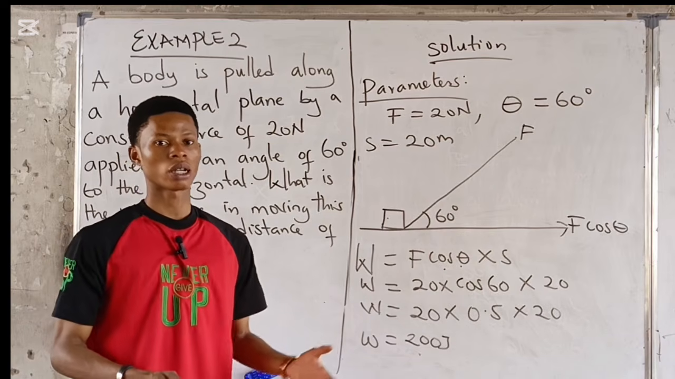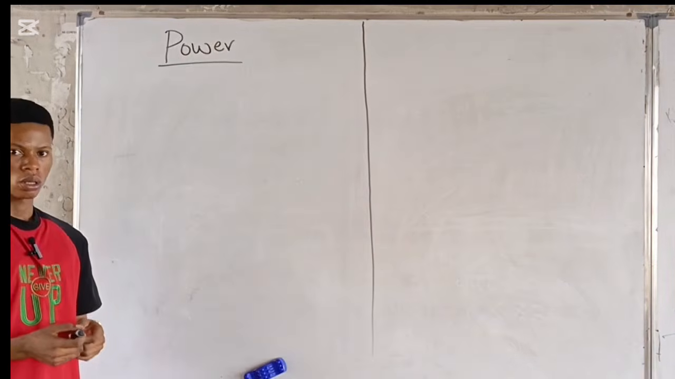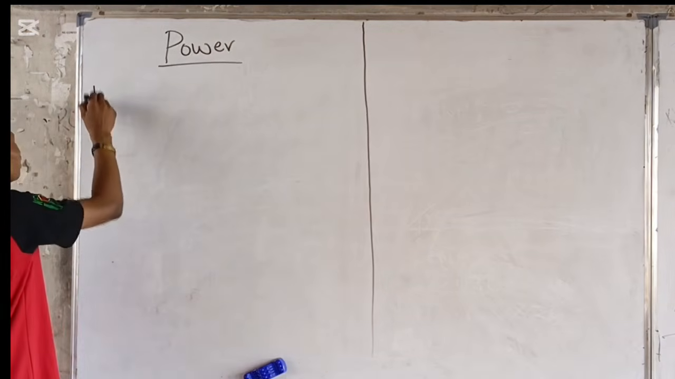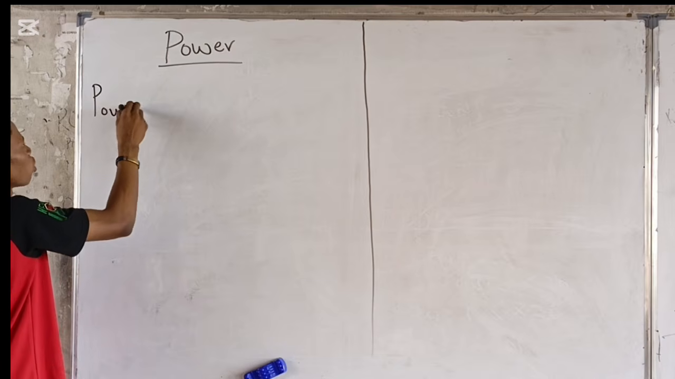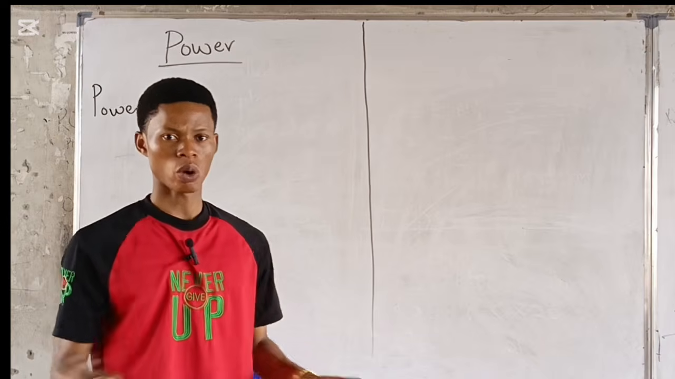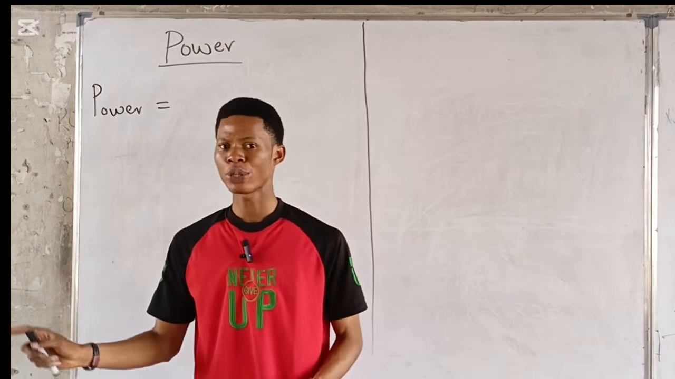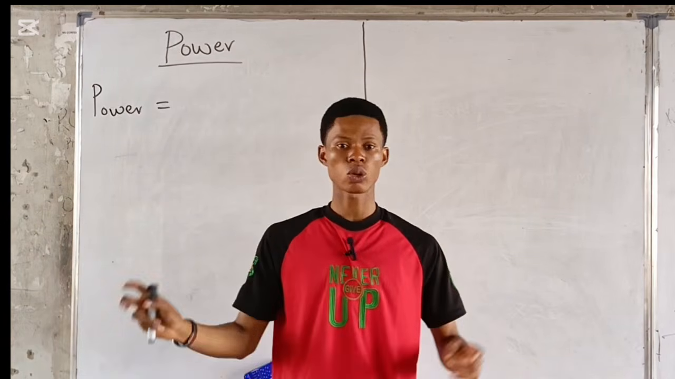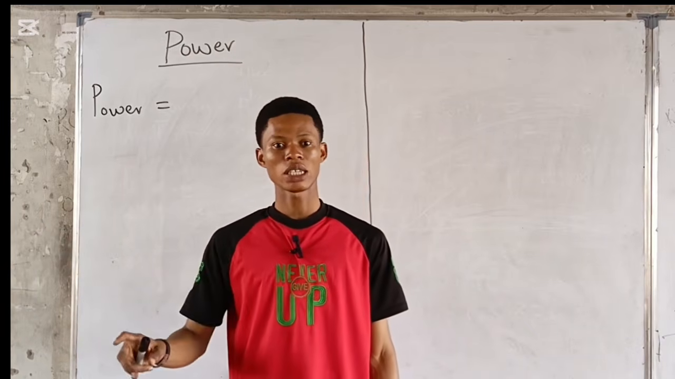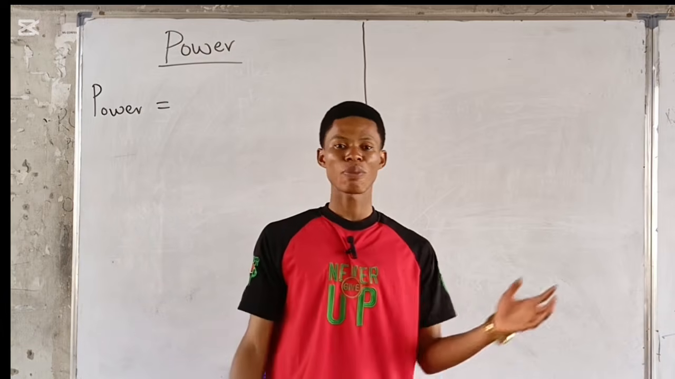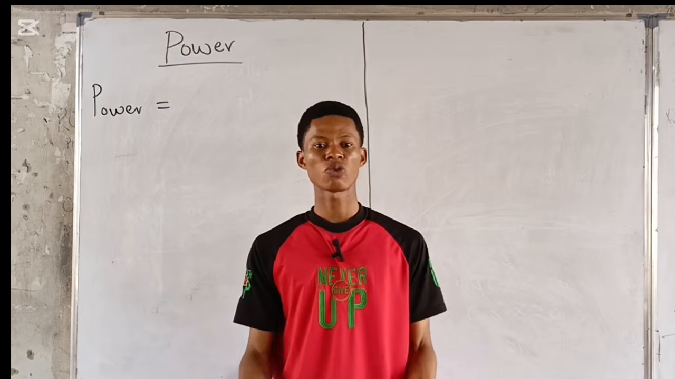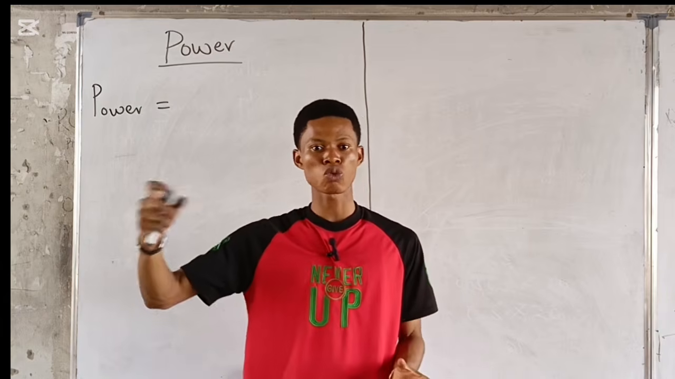So let's take power. Okay, so let's look at power. Now, power is simply the rate of doing work. The rate at which work is done is power. Now, if two persons are asked to clear the same piece of land, and one person can finish it in 1 day, and the other person was able to finish in 3 days, who has more power? The one that was able to finish in 1 day, right?